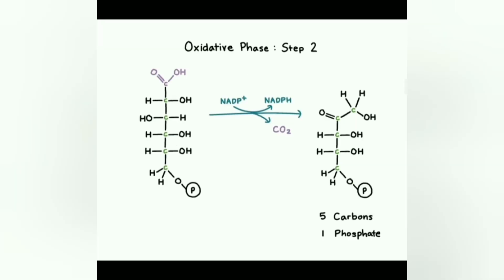Step 2. Next, a carbon is removed as CO2. It starts with CO2 and is released. Once again, the electron released from this cleavage is used to reduce NADP+ to NADPH. This new 5-carbon molecule is called ribose 5-phosphate.